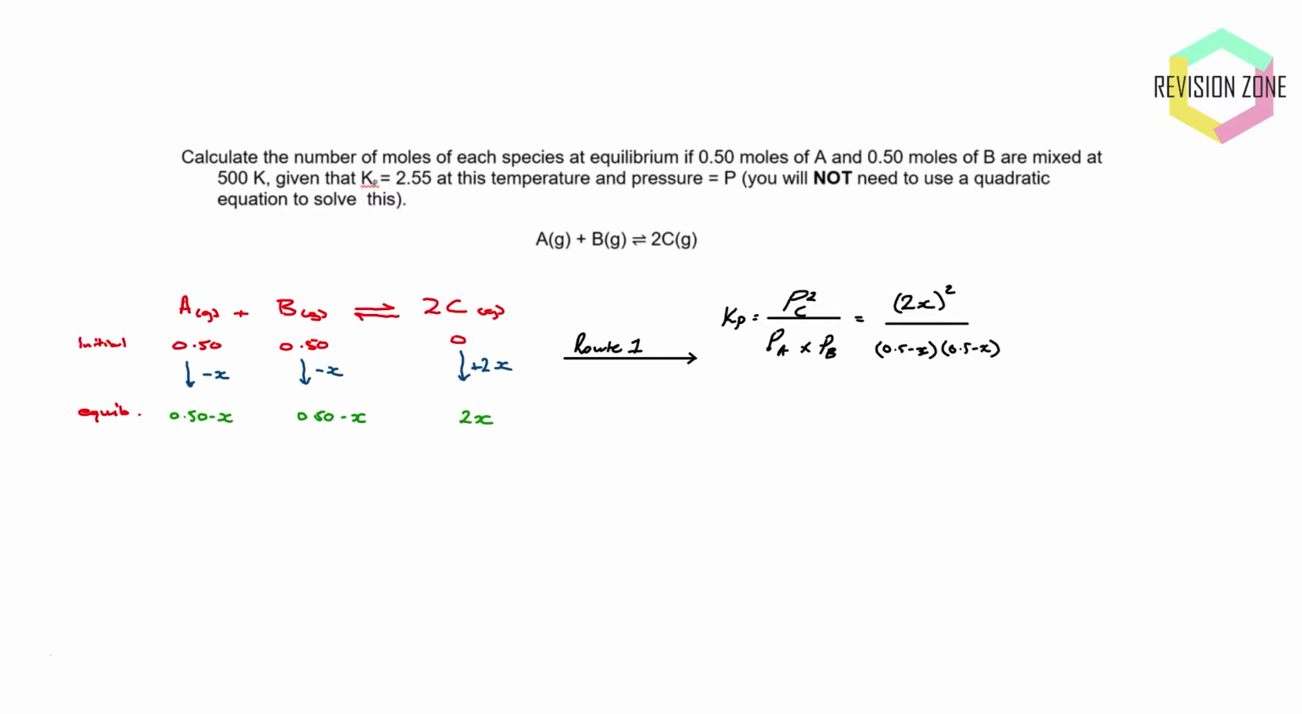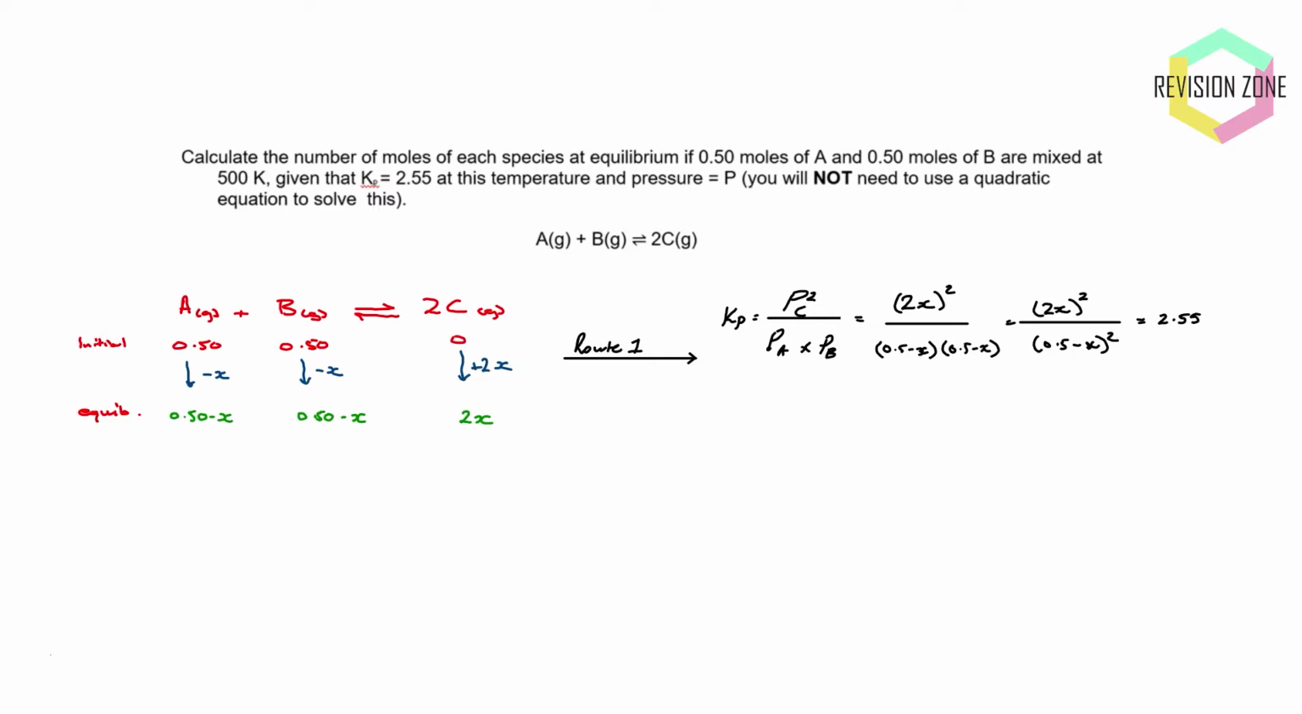So 2x is all squared because it will be this term here squared due to this expression here. And at the bottom, 0.5 minus x times 0.5 minus x, which essentially is just 0.5 minus x squared. So I've written it as so. And that is all equal to 2.5 because our question gave us the Kp at 2.5. So we're just equating that to Kp.